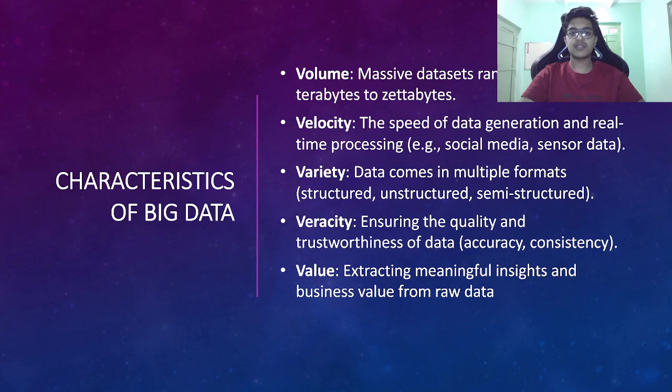Next one is velocity, that is the speed of data generation and real-time processing. An example is social media as well as sensor data. Next one is variety. Data comes in multiple formats: structured, unstructured and semi-structured as a whole.